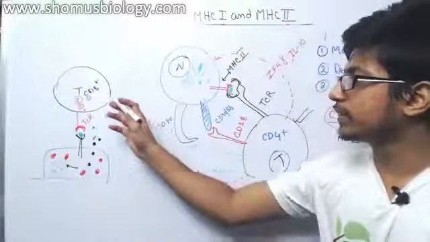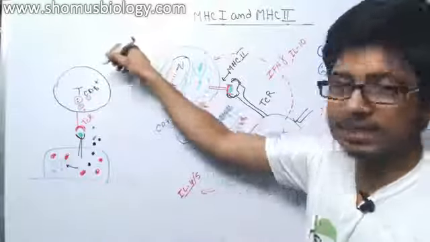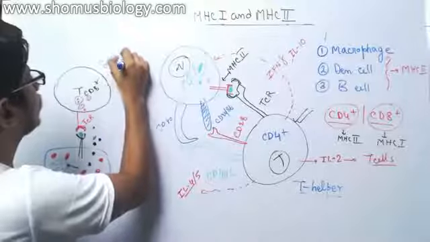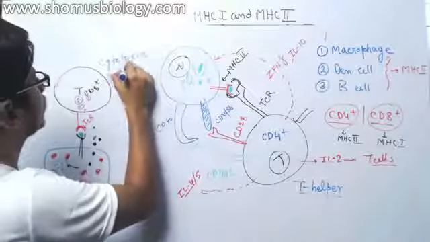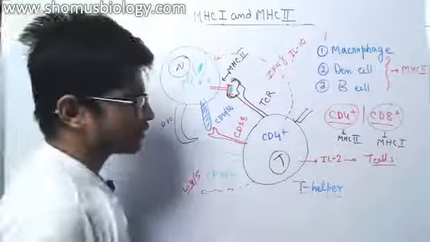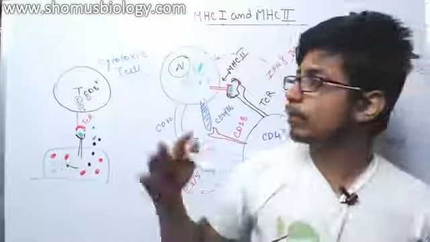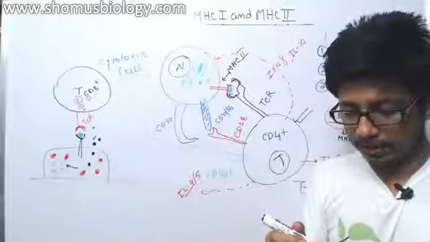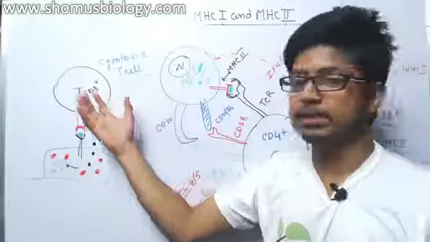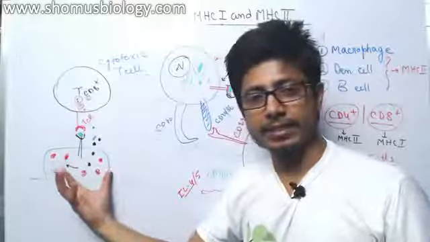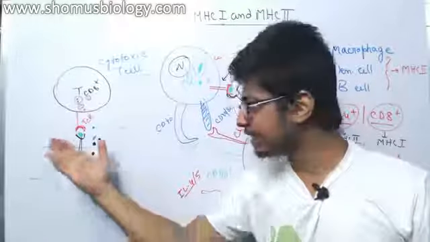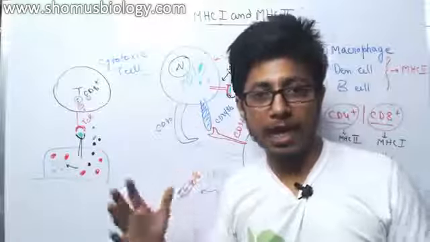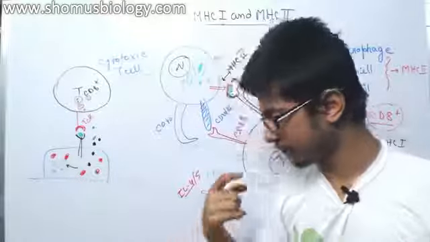While CD8 plus T cells are known as cytotoxic T cells. So let me write that, cytotoxic T cell. So it's toxic for cells, right? So these CD8 T cells are cytotoxic T cells. The job of this cytotoxic T cell is to kill the target cell. Okay, that is another functional difference between MHC1 and MHC2 and how they engage in interaction.